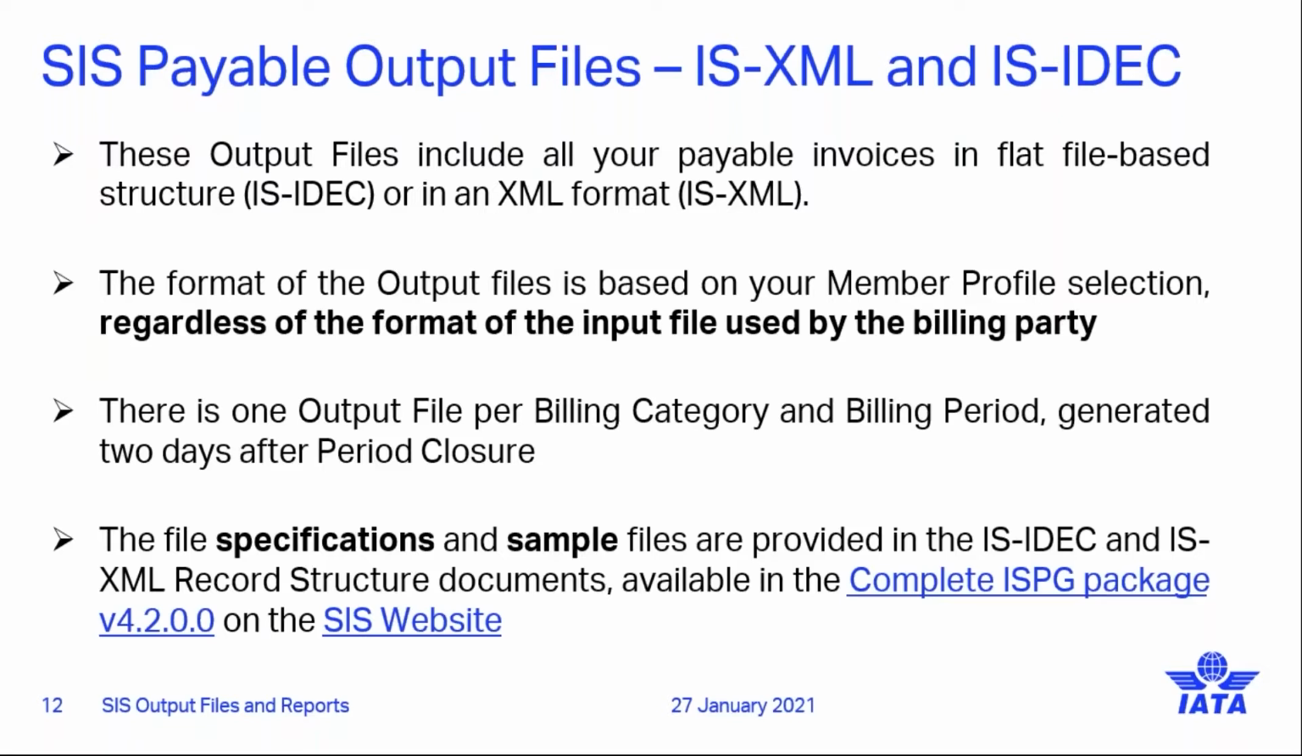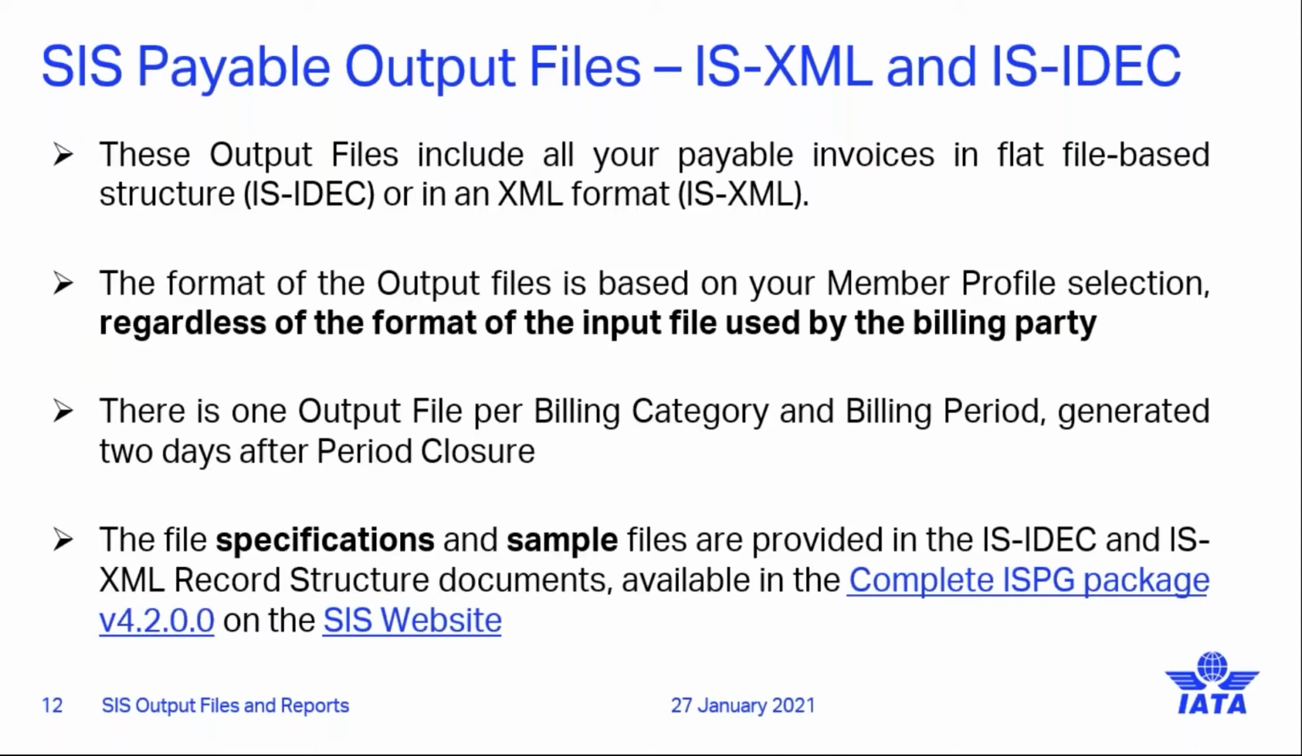There is one output file per billing category and billing period generated 2 days after period closure. And as I said before, we will see the calendar later. Additionally, I would like to remind you that the file specifications and sample files are provided in the ISIDEC and ISXML record structure documents that you will see available in the complete ISPG package on the SIS website.